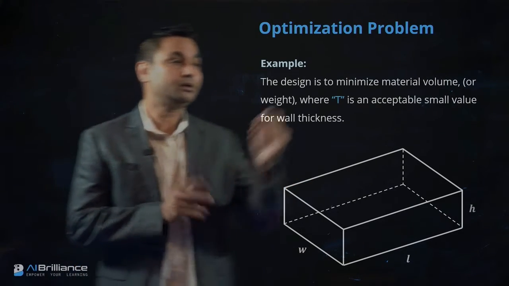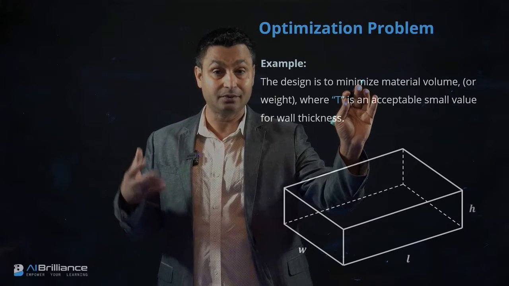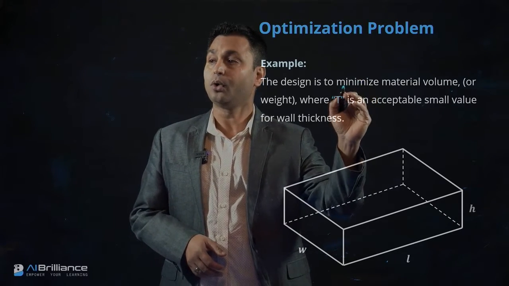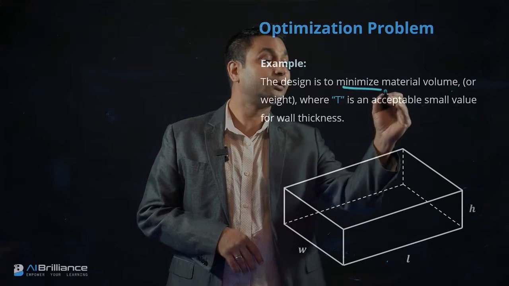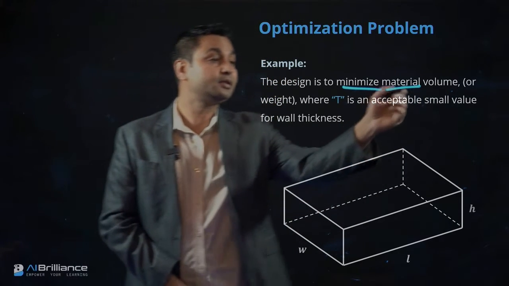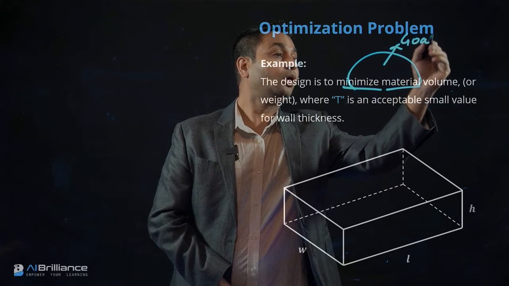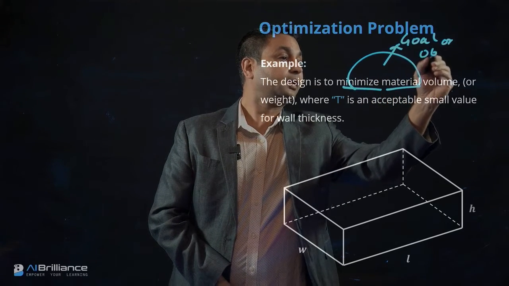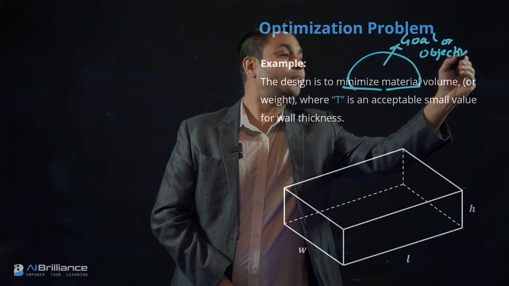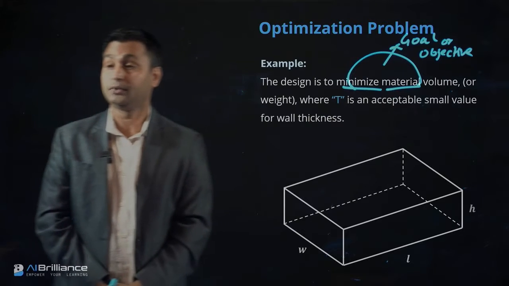So the goal that we have, at least with respect to the problem, which we did not have in the previous mathematical formulation, was to minimize the material volume. So what we want to do is minimize, and this is our overall goal or objective. And in order for us to formulate any optimization problem, we typically need to have a given objective.